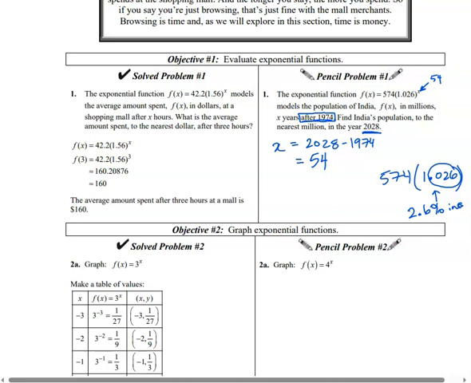So if you want to increase a number by a percent, you add the percent to 1. If you want to decrease a number by a percent, you subtract that number from 1. So if the population were actually decreasing by 2.6%, then we would instead multiply times 0.974. And this would decrease a number by 2.6%.